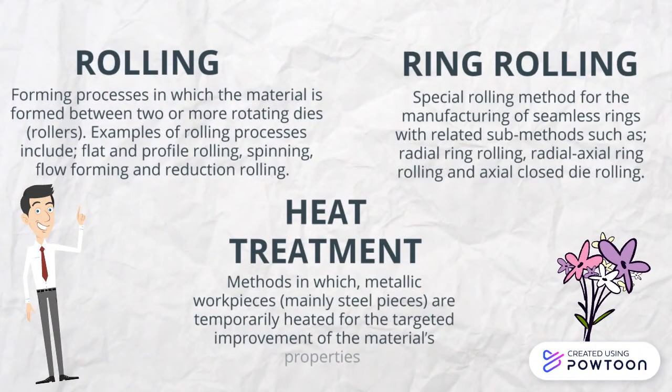Rolling. Forming process in which the material is formed between two or more rotating rollers. Examples of rolling processes include flat and profile rolling, spinning, flow forming, and reduction rolling. Ring rolling. Special rolling method for the manufacturing of seamless rings, with related sub-methods such as radial ring rolling, radial-axial ring rolling, and axial closed die rolling. Heat treatment. Method in which metallic workpieces, mainly steel pieces, are temporarily heated for the targeted improvement of the material properties.